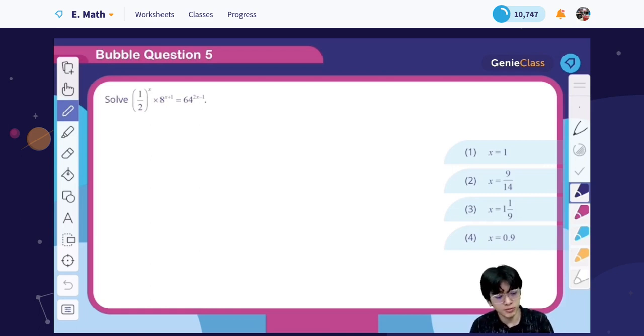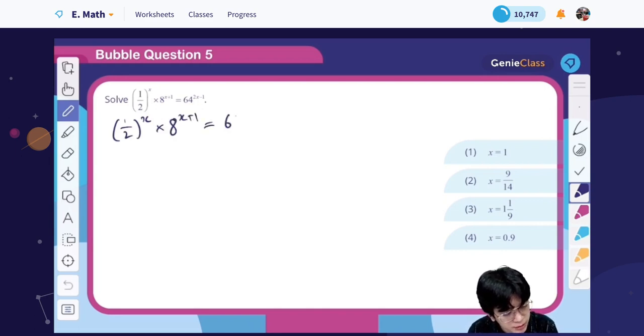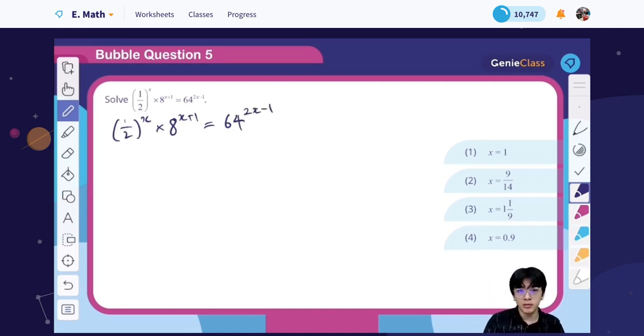Time's up. Okay, so we have (1/2)^x times 8^(x+1) equals 64^(2x-1). This question is a bit trickier because you have to convert into the same base. Remember that to solve an exponential equation, you have to change to the same base. So half, we can convert it into 2 power negative 1.